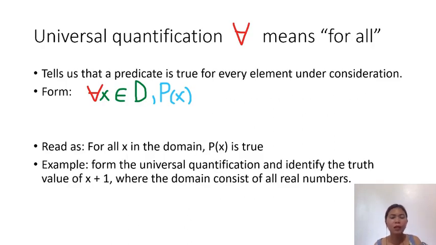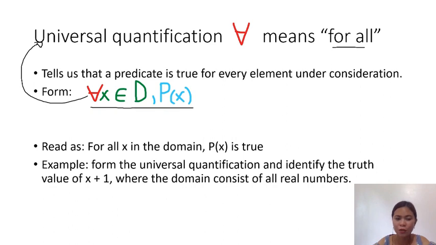Okay, let's start with the universal quantification. It is represented by this symbol here, the upside down A. It means for all. So, this universal quantification tells us that a predicate is true for every element under consideration. Ibig sabihin, lahat ng mga variables involved in a statement, if you're talking about universal quantification, all of those variables or elements are true. So, the universal quantification is represented by this form. Yan ang form niya. So, the A here is the symbol of the universal quantification.